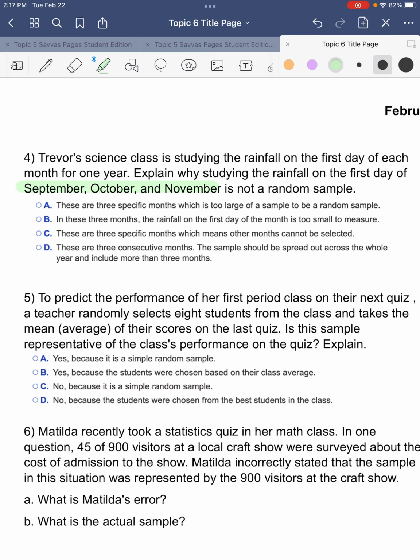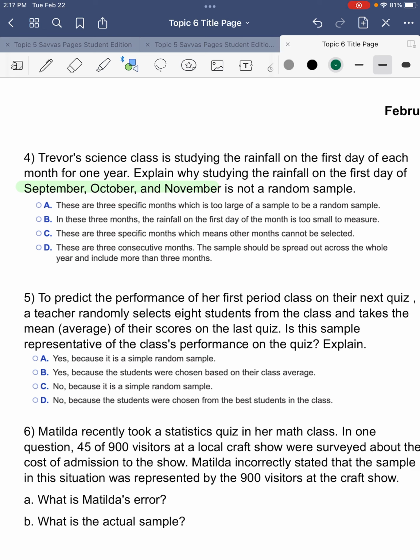So let's read through our options and see what we got. These are 3 specific months, which is too large of a sample to be a random sample. I don't think that that's the case. In these 3 months, the rainfall on the first day of the month is too small to measure. Again, I don't think that's the case either. These are 3 specific months, which means other months cannot be selected. No, you could select other months.